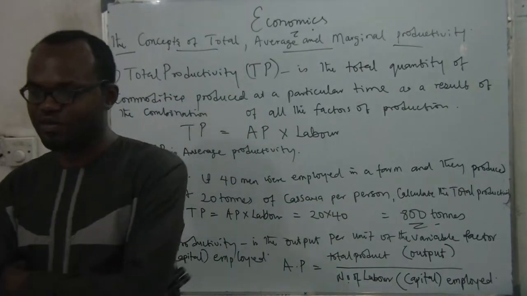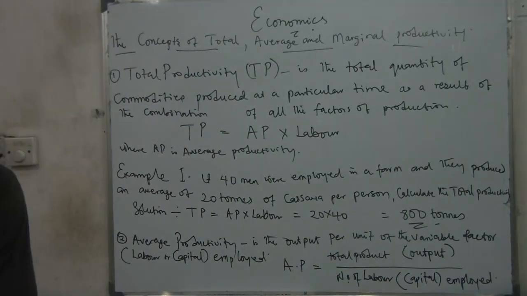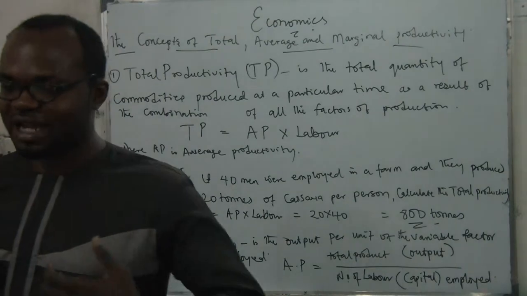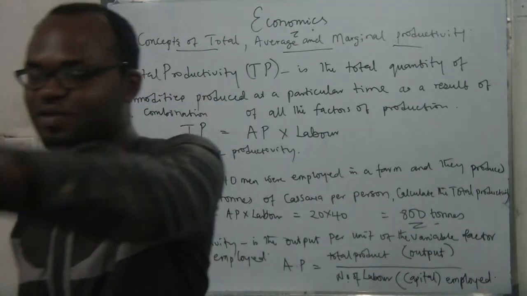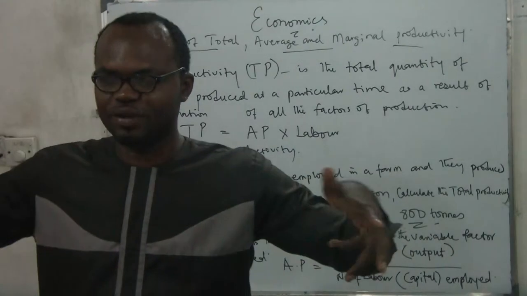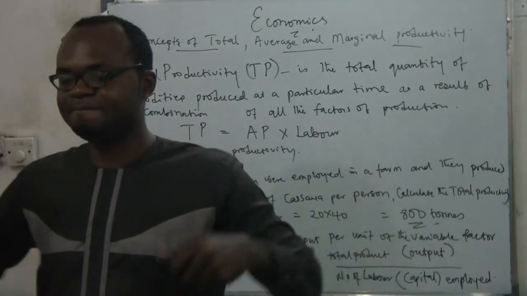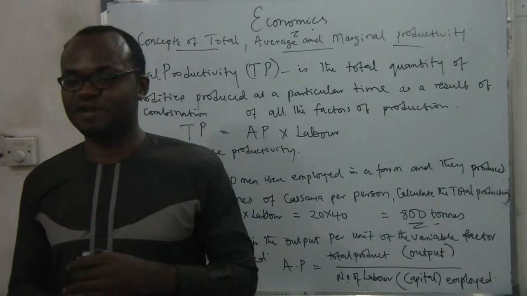Then lastly, entrepreneur. Who are the entrepreneurs? The managers, isn't it? The people that bring out the money and everything. The people that tell you, this is what you have to do. This is the number of labor we need in this factory for us to make gain. You see the factors of production?